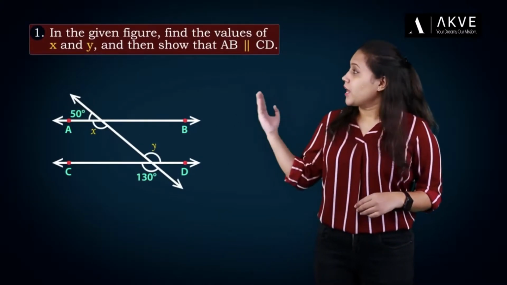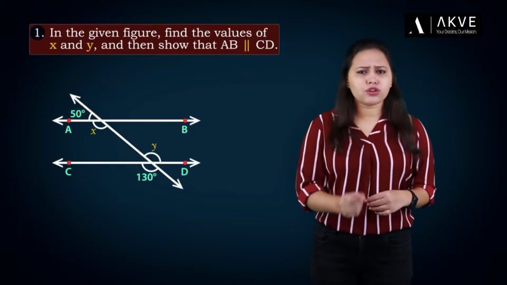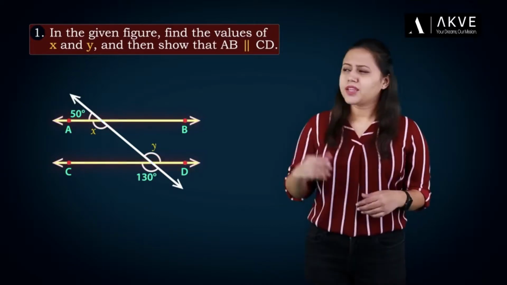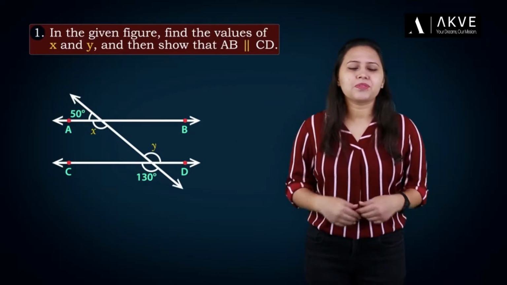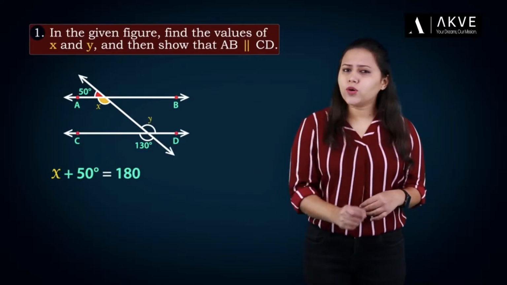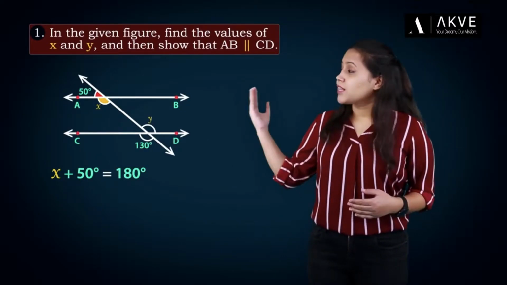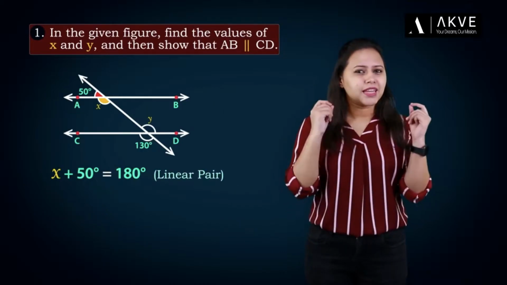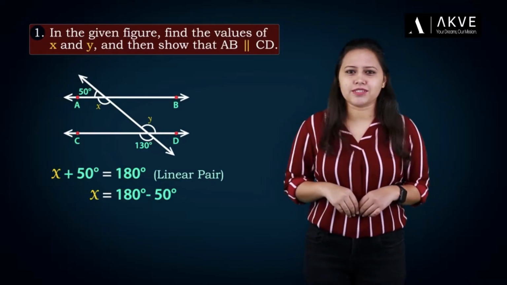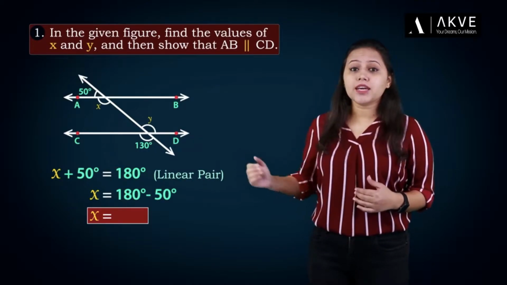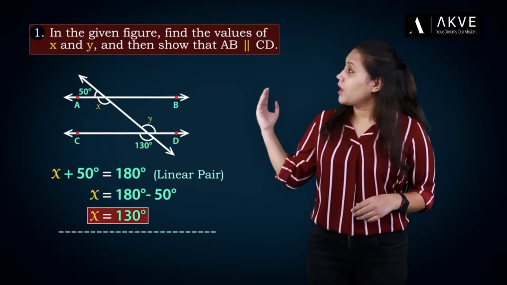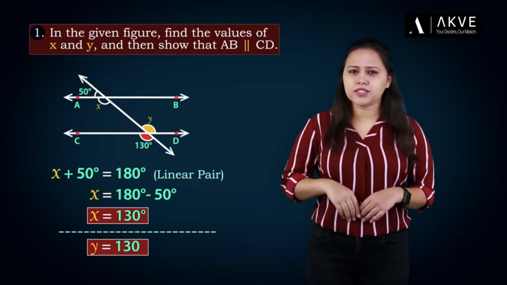Here is one. In the given figure, find the values of x and y and then show that AB is parallel to CD. This one seems easy, right? So let's start. Here, x plus 50 degrees is equal to 180 degrees because they form a linear pair. This means x is equal to 180 degrees minus 50 degrees, which gives x is equal to 130 degrees. Great. Now let's find y. Here, y is equal to 130 degrees.